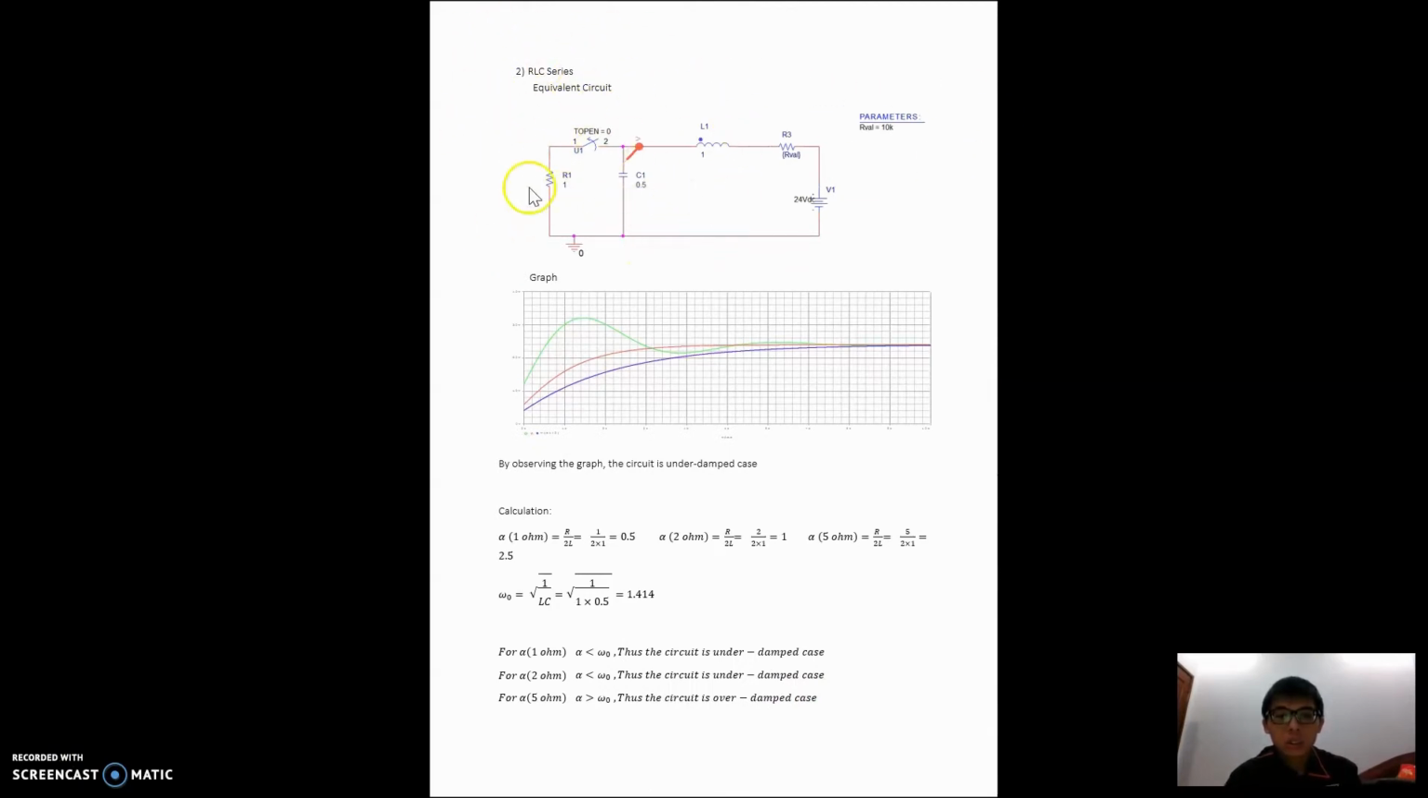Next, this is also an RLC series circuit. This circuit is the same as the previous circuit. When t is greater than 0, this circuit becomes a step response RLC series circuit, which has a voltage source, resistor, inductor, and capacitor. After calculating the values of alpha and omega naught, we can conclude that the circuit is underdamped for 1 ohm and 2 ohm, while the circuit will be overdamped if the resistor value is 5 ohm. So that's all from me.